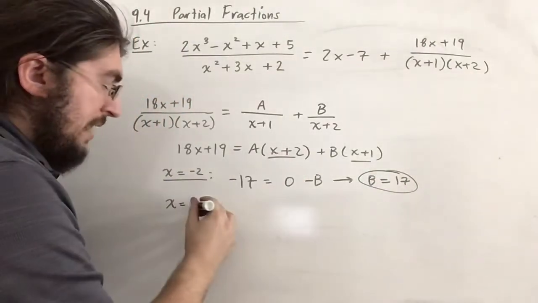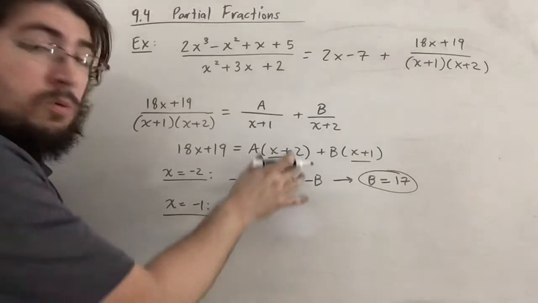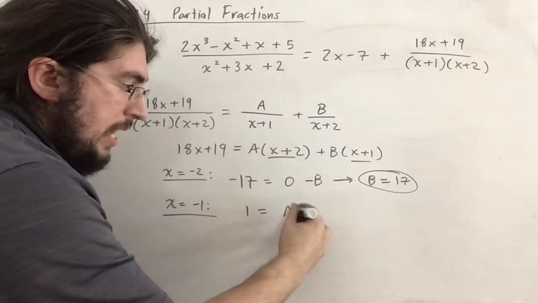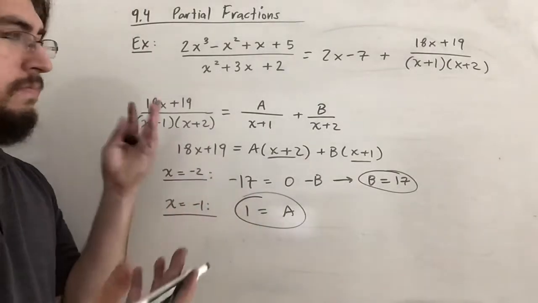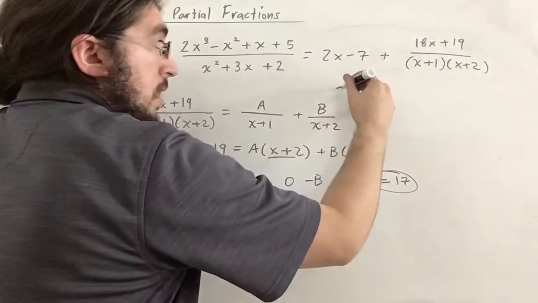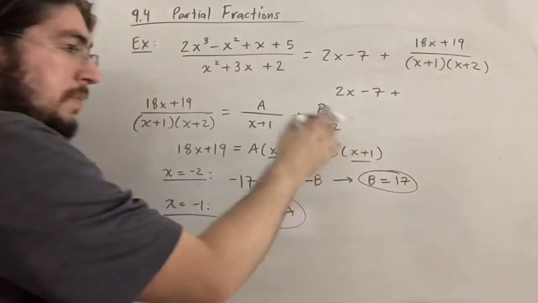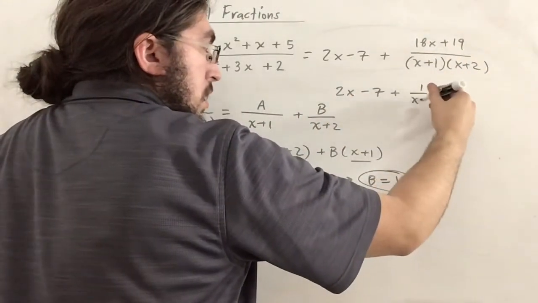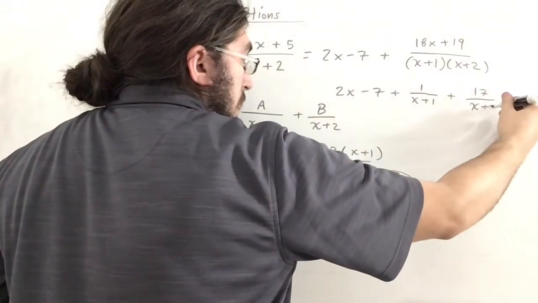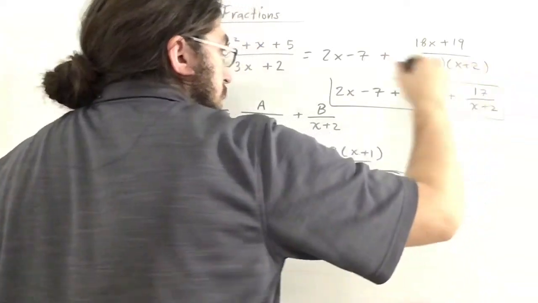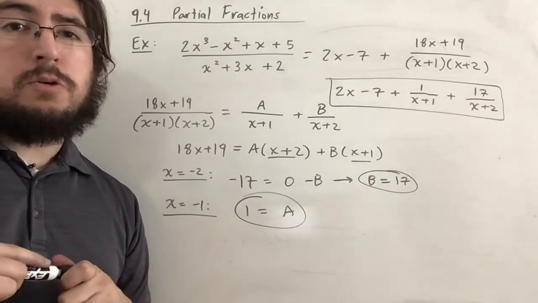When x is negative 1, on the other hand, that'll make this negative 18 plus 19, which is 1, equals negative 1 plus 2 is 1 times a, which is just a, and that goes to 0, so we're left with this. And that means that we're done basically. So our final partial fraction decomposition is just 2x minus 7 plus this fraction, which decomposes as 1 over x plus 1, plus b, which is 17 now, over x plus 2. Perfect. And now we're going to see one last example of something a little different before I summarize and conclude 9.4.